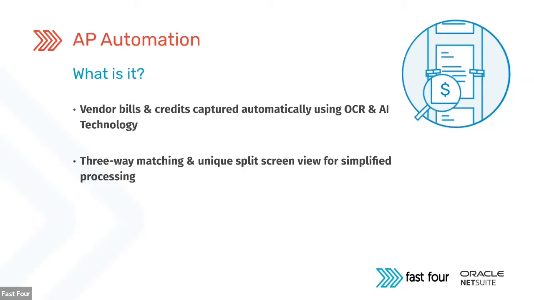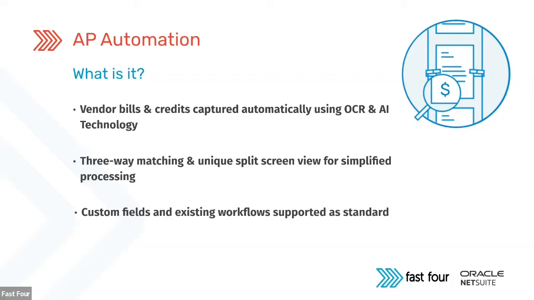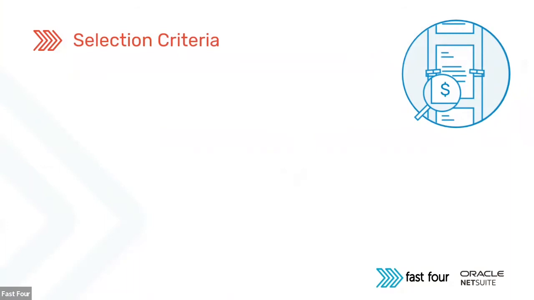So potentially a split screen that will show you a PDF of the bill and then the actual bill screen. And then also, what other custom fields are you going to use as part of this bill process? So, are you going to add custom fields? What are the workflows that are supported either as standard or custom? So again, those are all things that as you look at the AP automation, you might want to take a look at or consider. So let's take a look, what are some of the selection criteria?